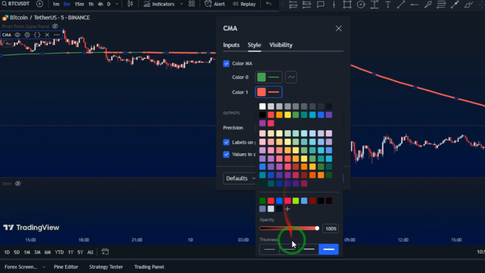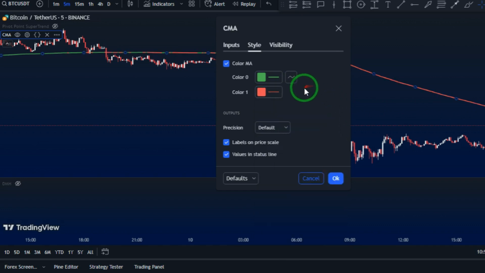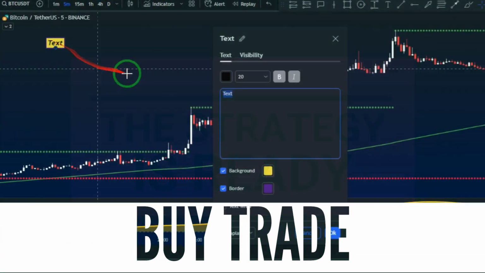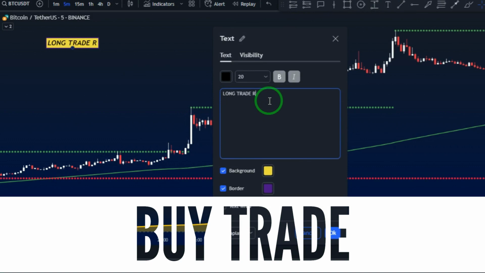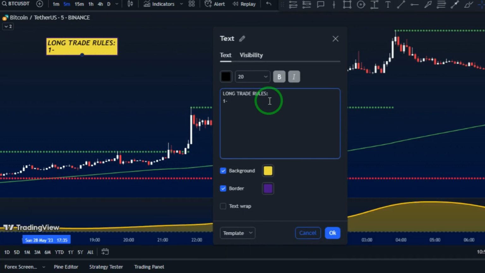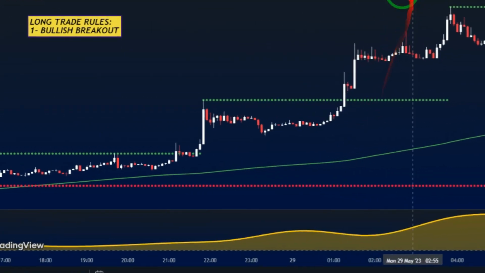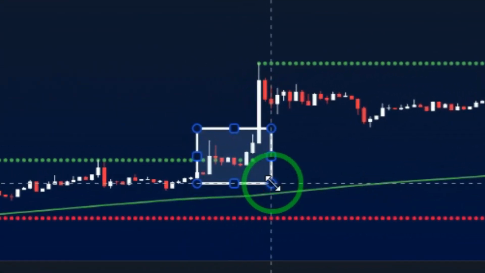The long-term moving average provided by the CMA indicator will act as a gauge of the overall trend. So now the strategy is completed. In order to proceed with a trade, we must first wait for a bullish breakout. This means a candle closing above one of the green dots plotted by the pivot point super trend indicator.